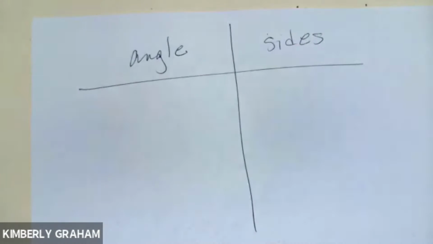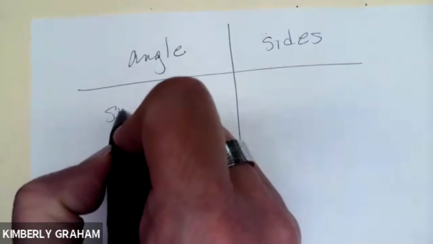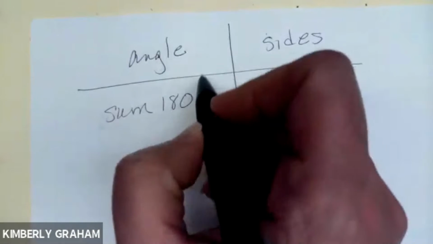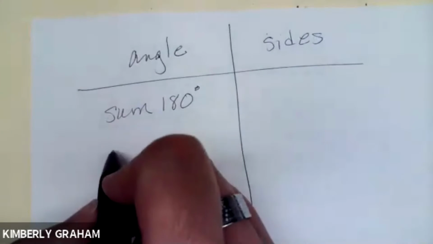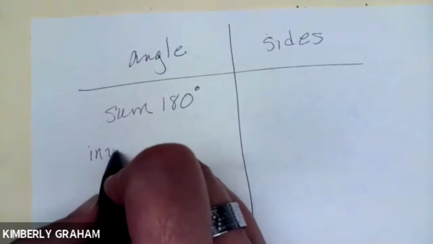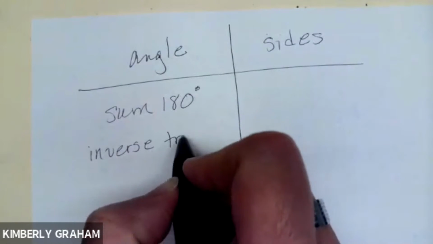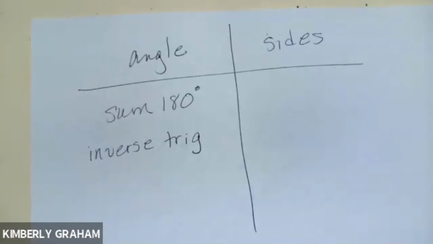Okay. Well, what do we know so far about finding angle measures in a triangle? Well, I know that the sum is 180. And because we're dealing with right triangles, I know that the two acute angles are complementary, that they add to be 90. So I'm going to be using that information. And I know that I can also use some type of inverse trig function to find an angle measure.